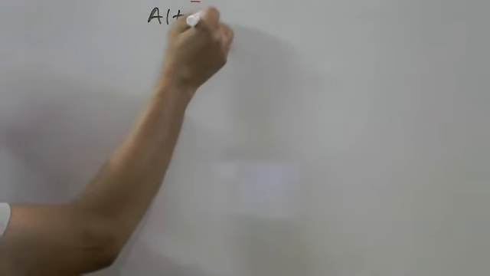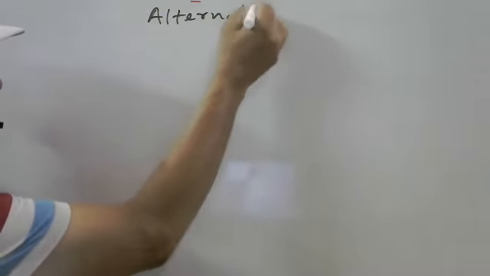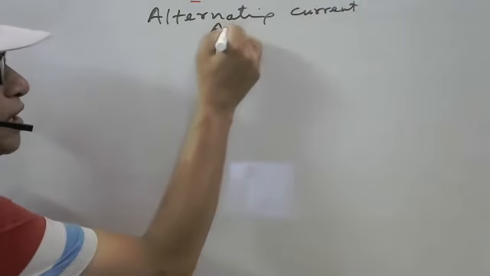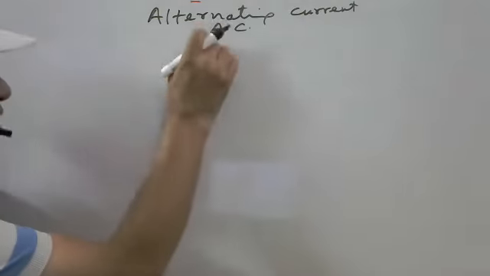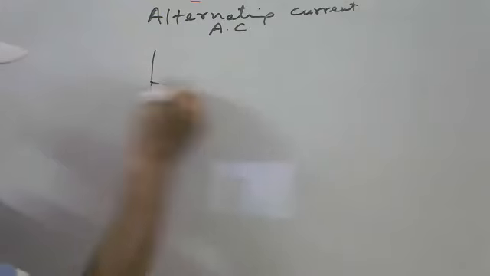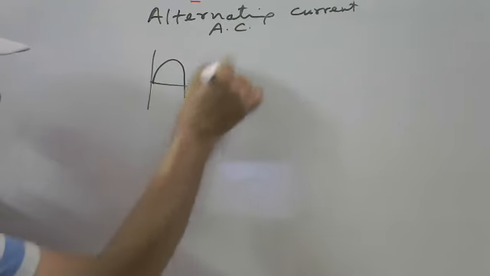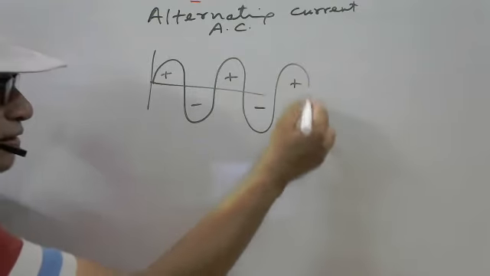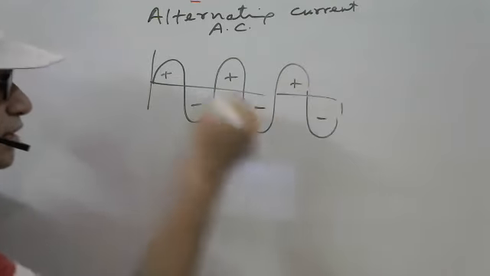next topic here, or next chapter here, is AC, alternating current. Here the difference we know in the current electricity chapter. AC means here alternately polarity changes, positive, negative, positive, negative, positive, negative, like. So this is called AC.